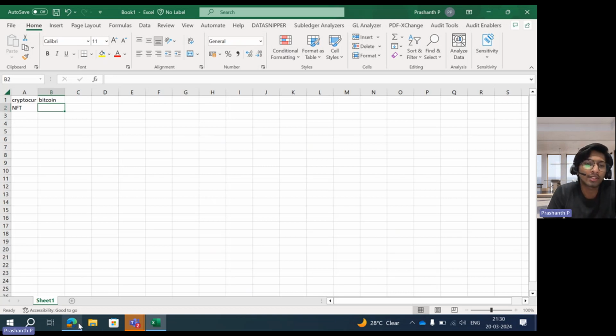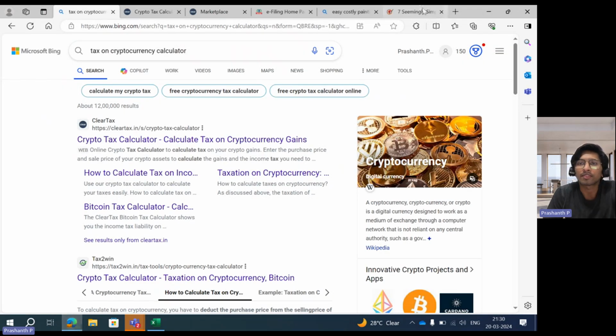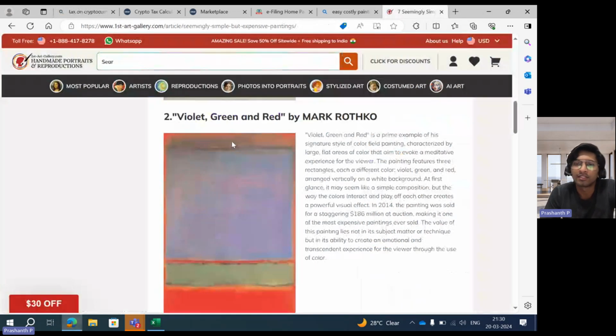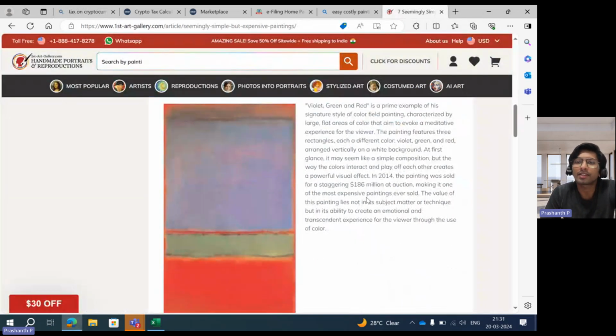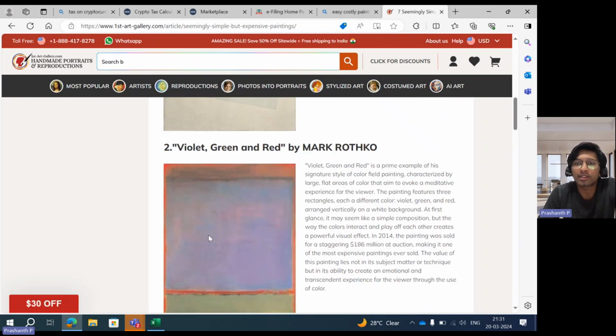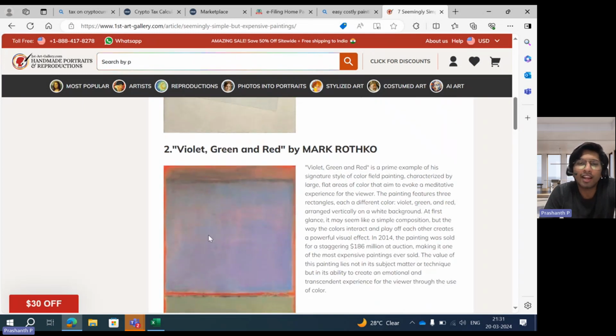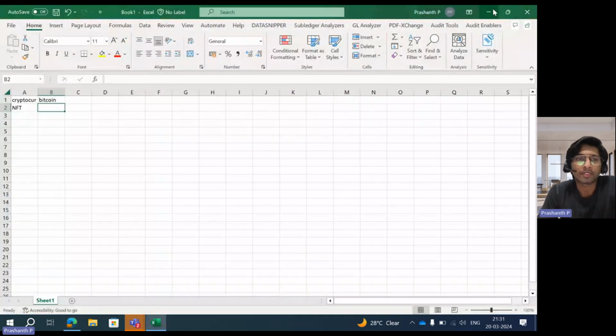In the same way, you can see a lot of paintings like these. This painting sold for $186 million. What is there in this painting? I can see three colors: blue, green, and red. I can also make a painting like this with four colors, but I don't think it will be sold for 186 million. I don't know how it makes sense, but let's leave it. Okay, let's come back to the topic.